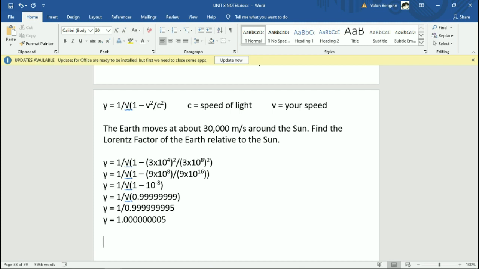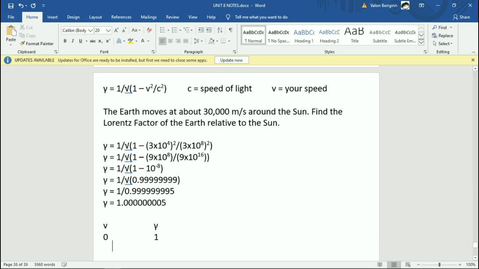So let's have a little chart here. Let's have whatever your velocity is, and then whatever your Lorentz factor is. If your v is 0, then your Lorentz factor is just 1. Now, 30,000 meters per second is pretty fast, but you can see that this is very close to 1. So even with the Earth going around the Sun, things are not going to get that weird. You're not in the territory of weird speeds at this point. So let's jump to 1% the speed of light, which would be 0.01 c.